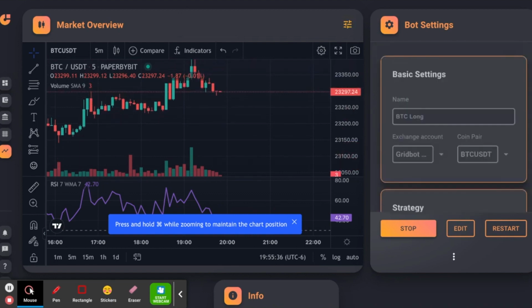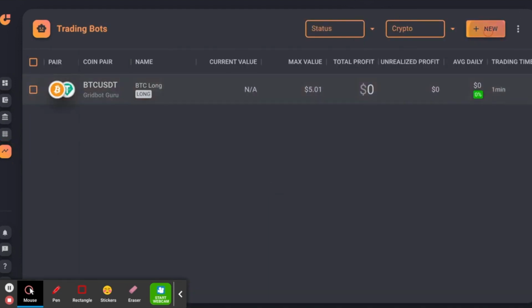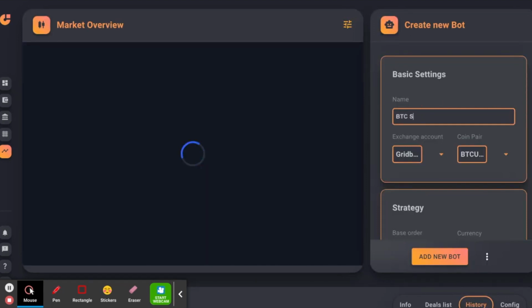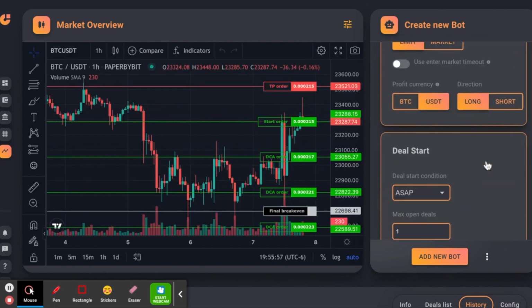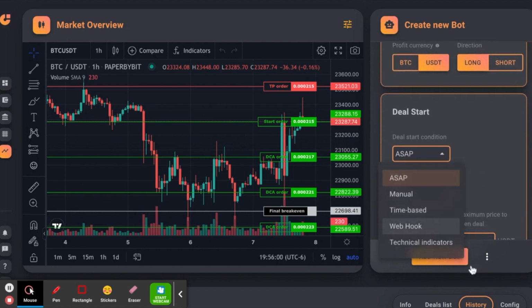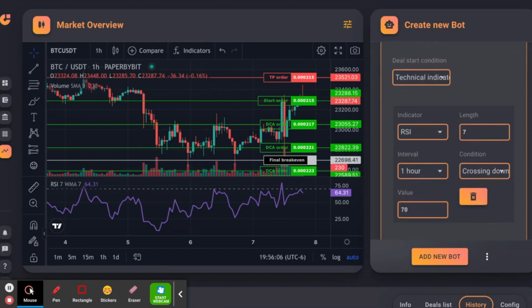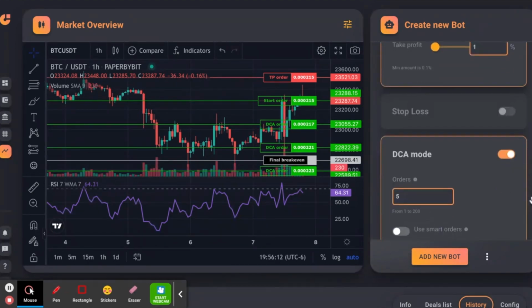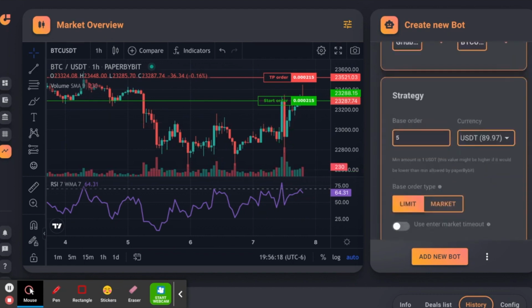If you want to do another bot, again, I got one going, and you come up here and you do another one. So I can do the same thing. BTC short, Bitcoin short, and I'm going to do technical indicators. RSI 7, again 1 hour, crossing down the value of 70, but this one has the DCA still on there, and I want to take that off, make sure that's off, and it looks like we are ready to go.